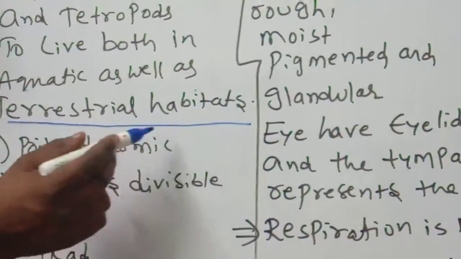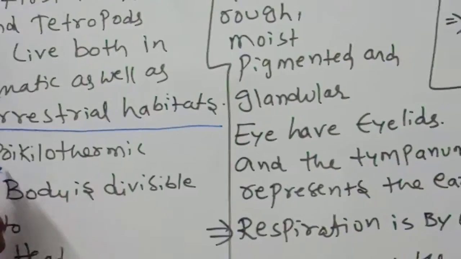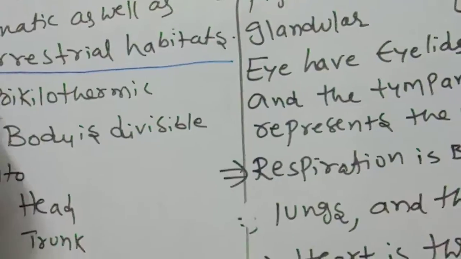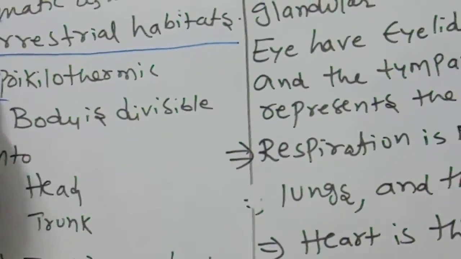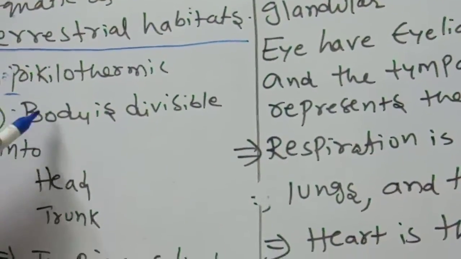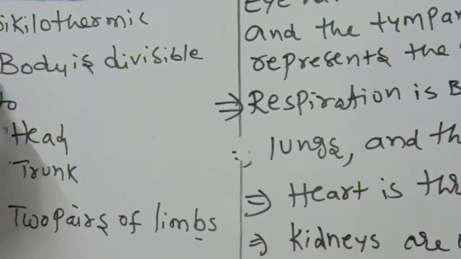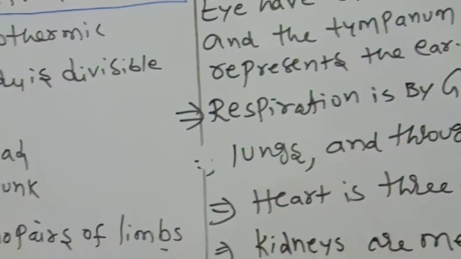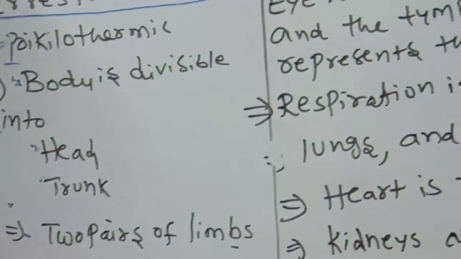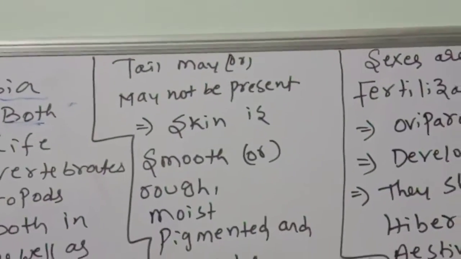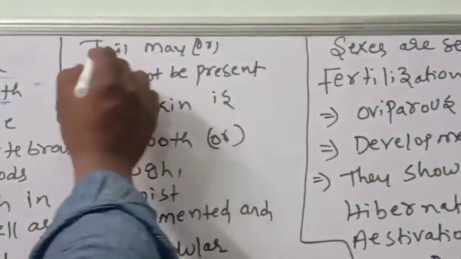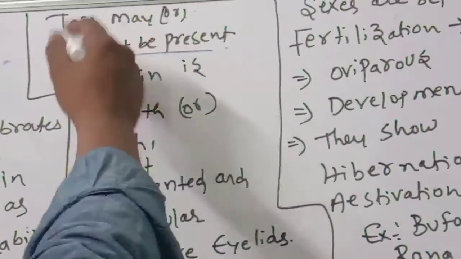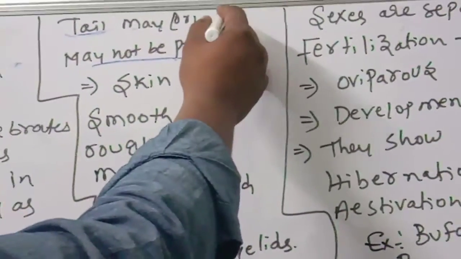Next, poikilothermic. What is the meaning of poikilothermic? The body temperature changes according to the conditions. That's why they are called poikilothermic. And the body is divisible into head and trunk. Next, they have two pairs of limbs, four limbs. Tail, you know very well, may or may not be present. In a frog, did you see a tail? No.